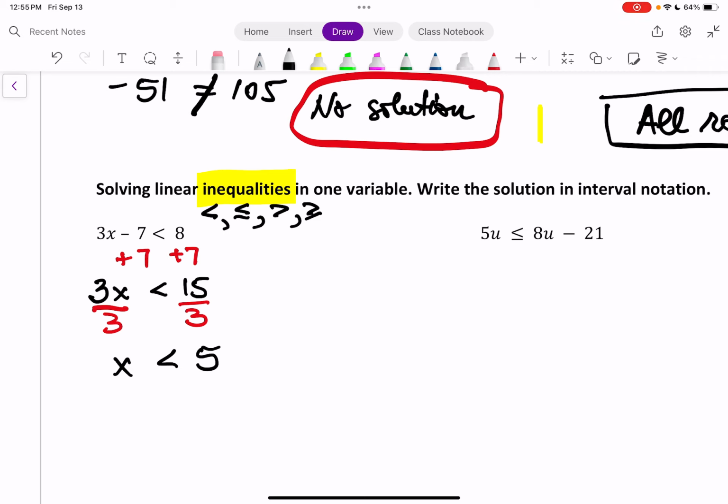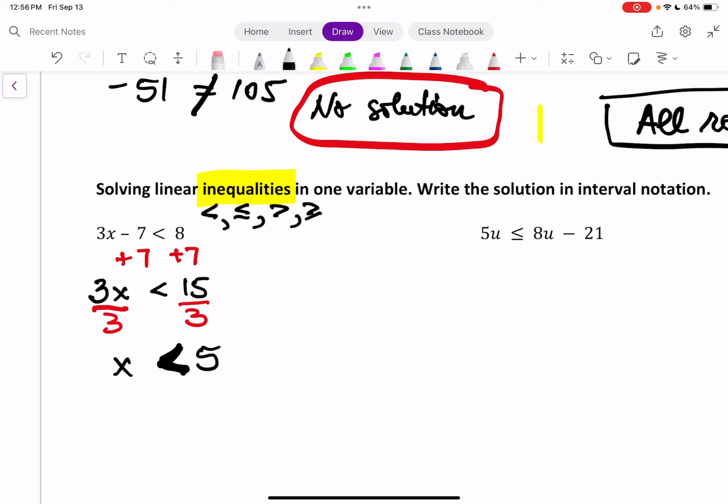Okay, and we end up with x is less than 5. Well, it turns out that there are infinitely many numbers that are less than 5. Inequalities will have infinitely many solutions. There are a whole bunch of numbers that would satisfy this inequality.